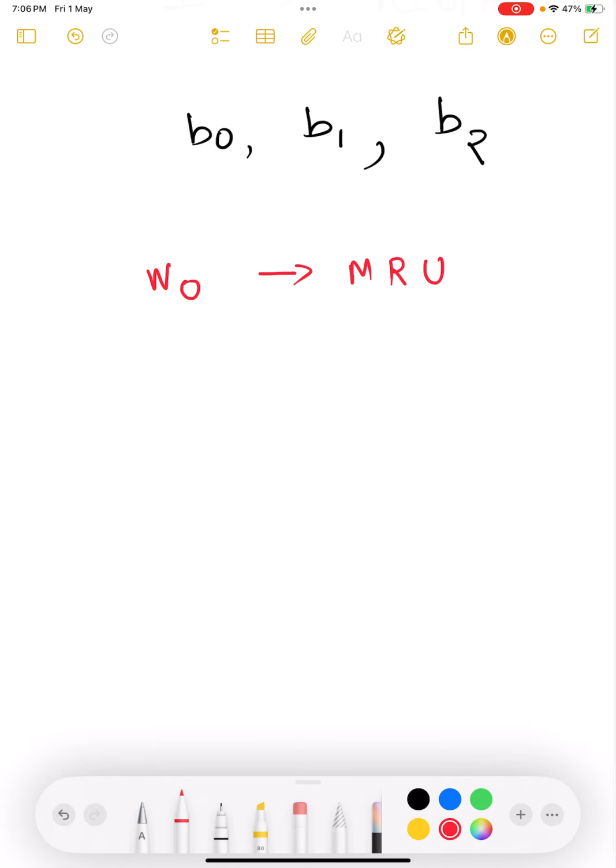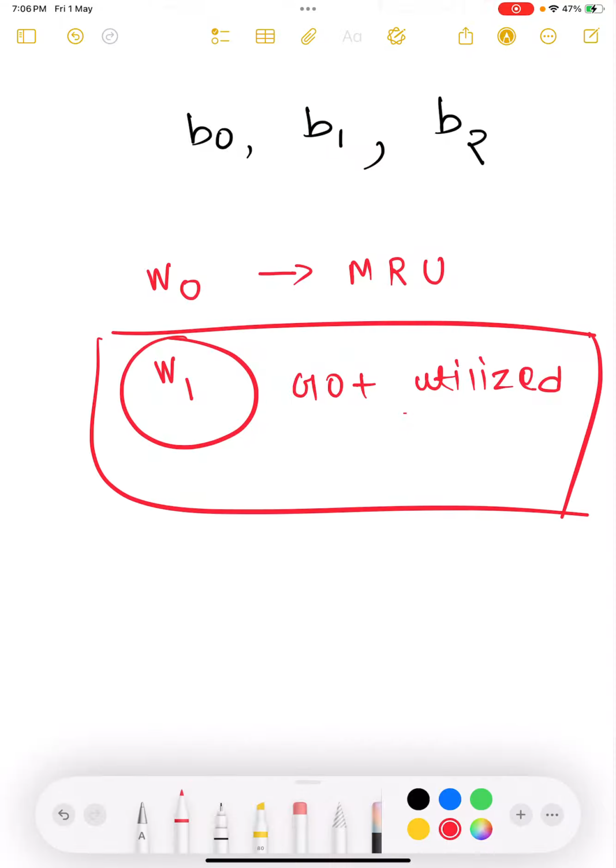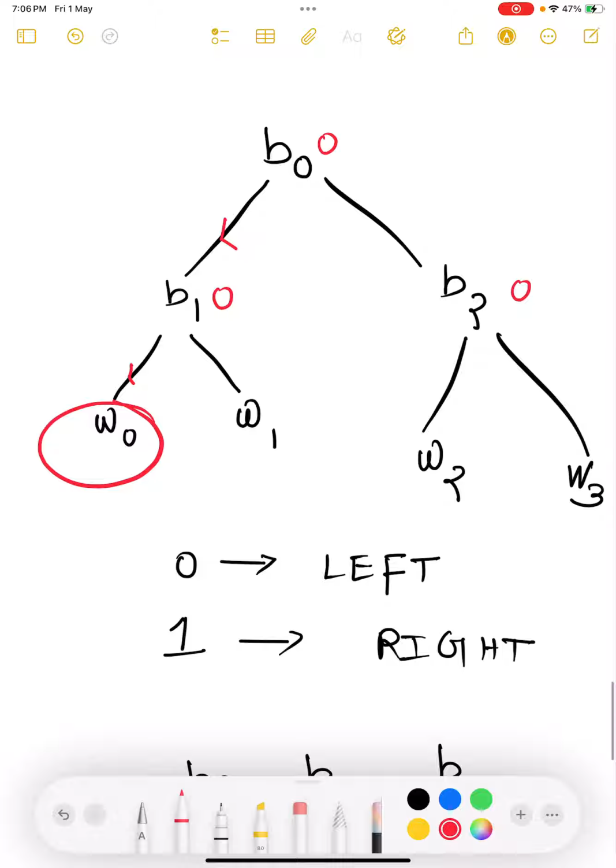Nice. So now, let us suppose that you are using the way 1. Let us suppose way 1 got utilized. The next cycle, way 1 got utilized. So update the bits B0, B1, B2 such that it will move away from the way 1. Remember this thing, away from the way 1. What are we utilizing? Way 1. So how can we move away from the way 1? Where is way 1 sitting? Way 1 is sitting on the left side of B0.